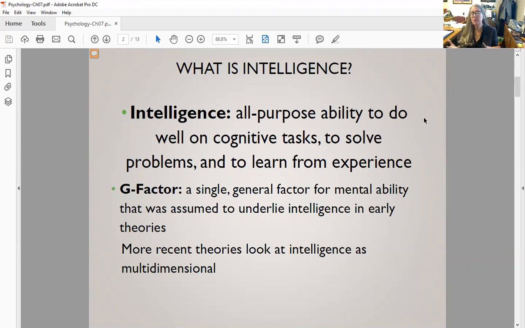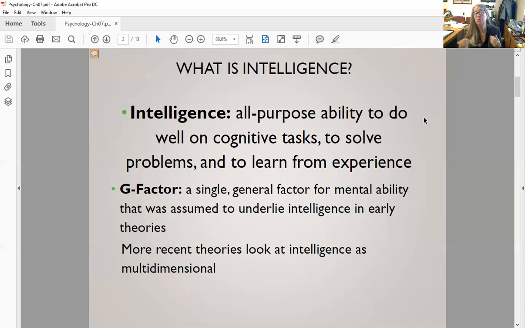So the first theory we're going to talk about is the simplest one, and it says that intelligence is one thing. They call it the G factor, G for general. It's a single general factor for mental ability that was assumed to underlie intelligence in early theories. You could measure it, you either had it or you didn't have it. And it was thought that once it's measured, it's going to be relatively stable.